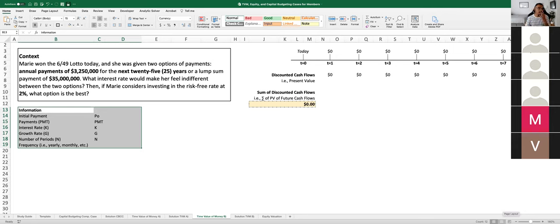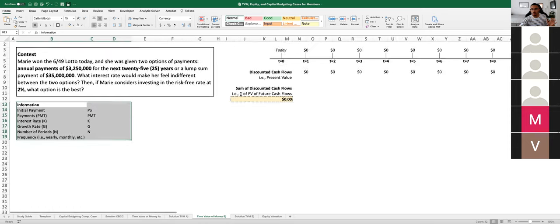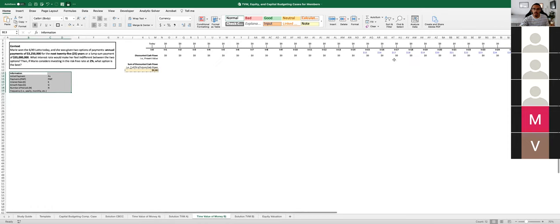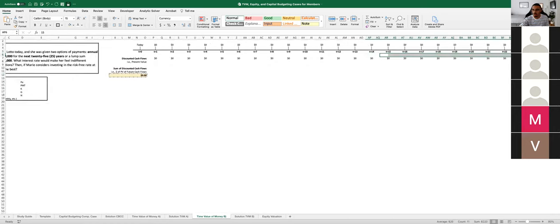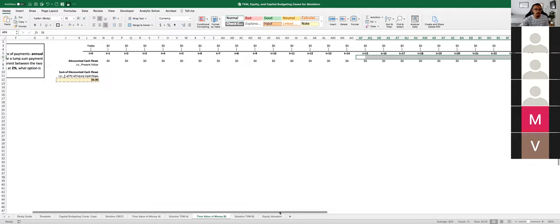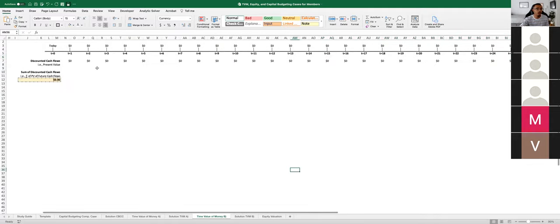So that said, in this case, we're going to follow the same approach. And as you can see here, there's a bunch of little numbers on the screen. So what I did is I built our timeline once again. I'm going to try to zoom in, like this. As you can see, we have T0 all the way to T25, i.e. we have 25 years. And what we're going to do is plot the cash flows.